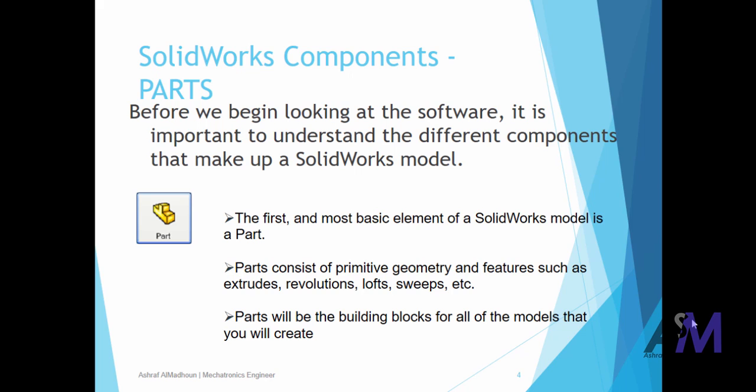SolidWorks components: parts. Before we begin looking at the software, it is important to understand the different components that make up a SolidWorks model. The first and most basic element of a SolidWorks model is a part. This is how a part looks. Parts consist of primitive geometry and features such as extrude, revolution, lofts, sweeps, etc. Parts will be the building blocks for the models that you will create.